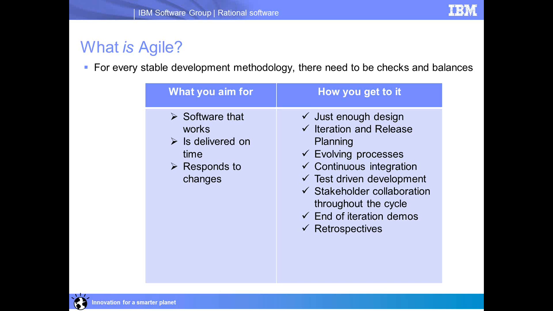Then iteration and release planning. Agile doesn't believe in big bang plans that are made by the product management at the beginning of the release and that you have to stick to. It doesn't believe in that. It, however, believes very strongly that you need a list of features. The list of features is called your product backlog, right?